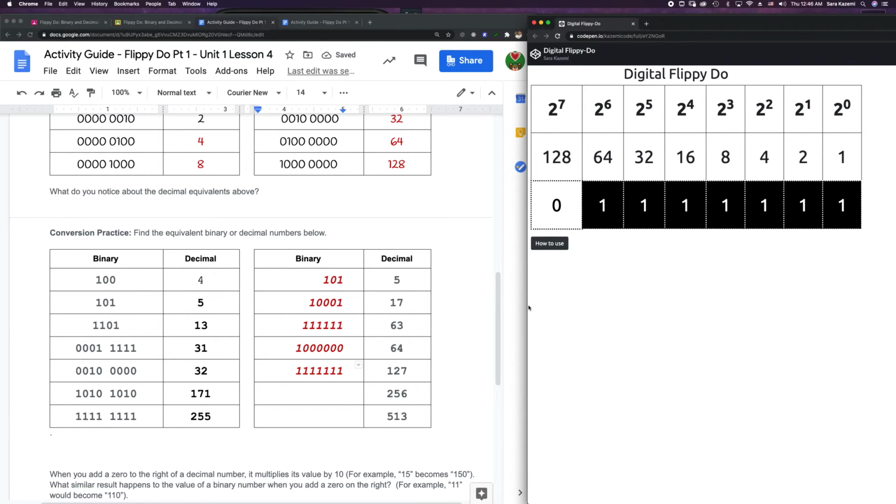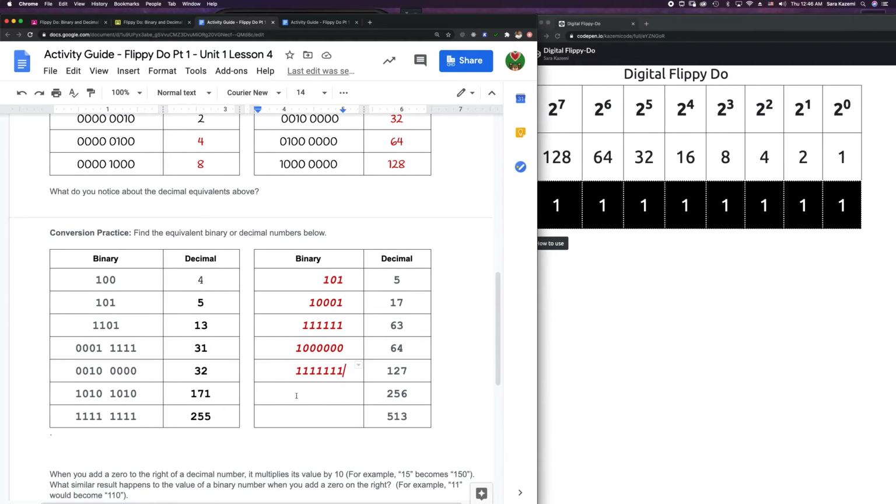For 256, this one's tricky because the biggest number I can represent with these 8 bits is 255. So for this one, you would have to realize that you need to add another bit here. So the 2 to the 8 bit, which is the same thing as this number doubled, 256. And then we could zero these out. So these are all zeros, and then this is a 1. So that's going to be 1 and then 8 zeros. Okay.